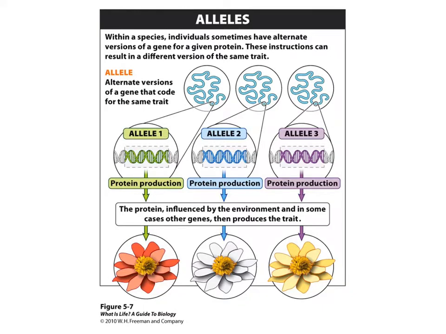Here's another example of genes and alleles. Each gene is the instruction set for producing one particular protein. For this example, we see a gene that codes for flower petal color. Within a species, individuals sometimes have slightly different instruction sets for a given protein, and these instructions can result in a different version of the same trait. These alternate versions are called the alleles. For this example, we have 3 different alleles. One version, or one allele, produces red flowers, one produces white flowers, and the third produces yellow flowers.